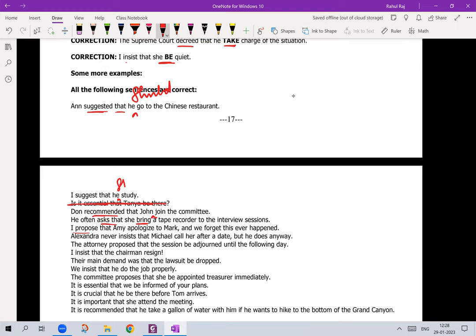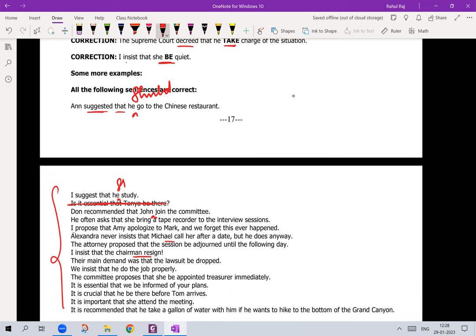I propose that Amy should apologize to the mob. Wrong. I propose that Amy apologize to the mob. Alexander never insists that Michael should call her. Michael call her. Insists that Michael should call is wrong. I insist that chairman should resign. Wrong. I insist that chairman resign. So please read these sentences and you will have a great idea of what exactly this is, like what is a verb, what is a futuristic verb and all.